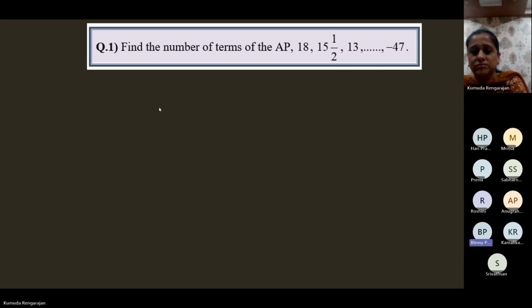Ma'am, A is equal to 18, ma'am. B is equal to minus 5 by 2, ma'am. Okay.